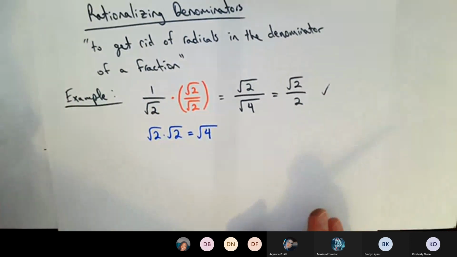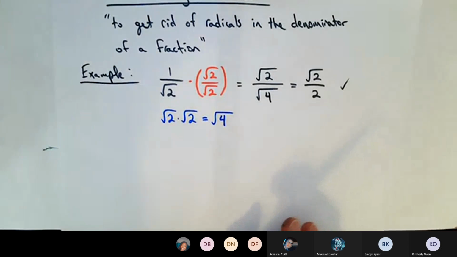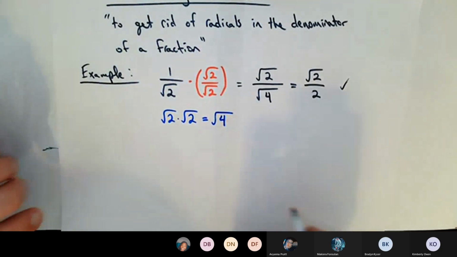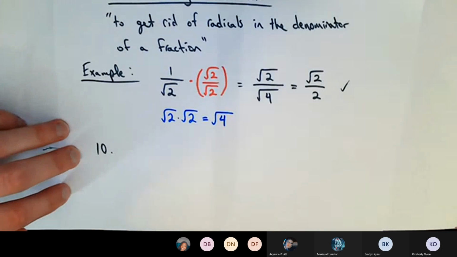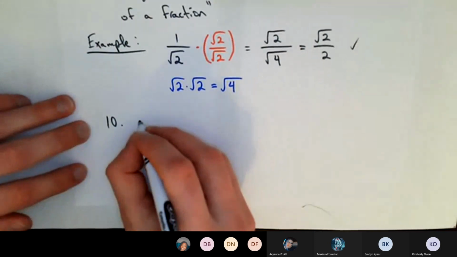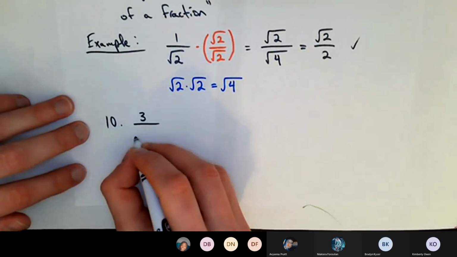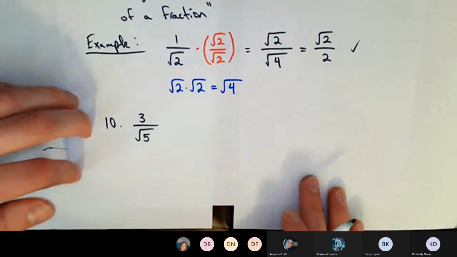Okay, that's how rationalizing the denominator goes, at least for square roots. So let's move to, I guess, problem 10. Let's say we have 3 over square root of 5.